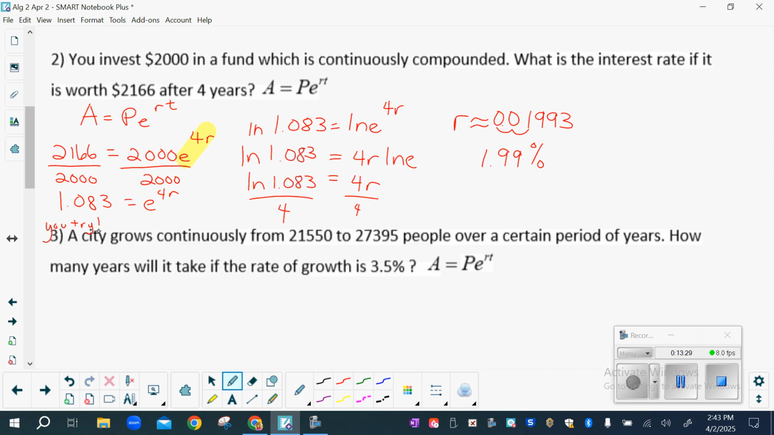So leave it as a fraction. The answer will still be close.